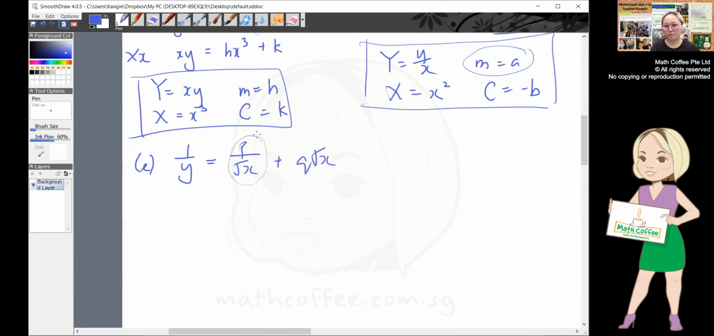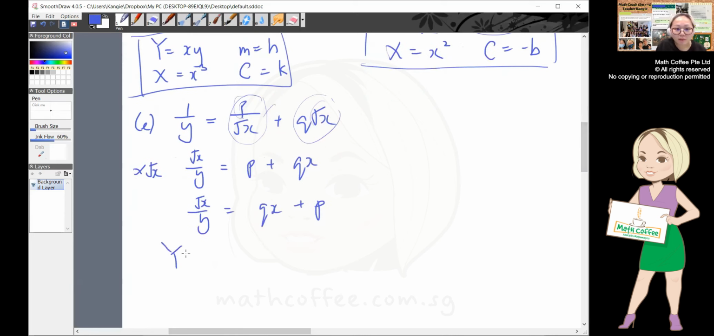Agree or not? I also can divide by square root x, because if I divide by square root x, this one will become a constant. So actually both ways also can. Okay, so let's say I'm going to choose times square root x. So it will become square root x over y equals p plus qx, because square root x times x is x, and this one multiply becomes cancel, becomes p only. So let's just shift it a bit. So it becomes square root x over y equals qx plus p.